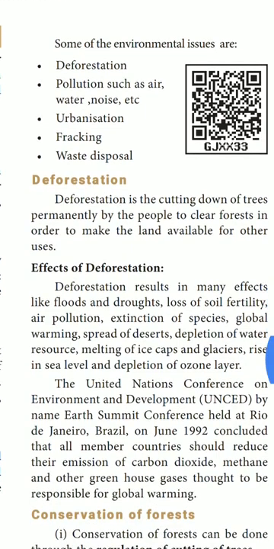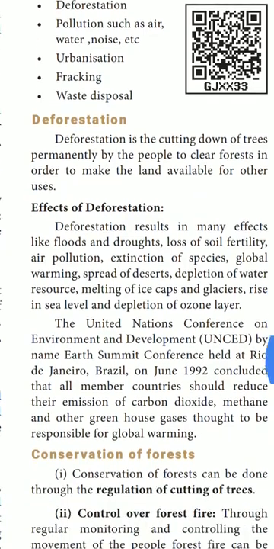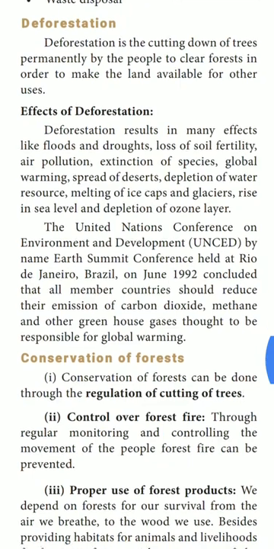So, effects of deforestation. Because of that, what will happen? See, if we are cutting the trees, what is happening? Deforestation results in many effects like flood and drought, loss of soil fertility, air pollution, extinction of species, global warming, spread of deserts, depletion of water resources, melting of ice caps and glaciers, rise in sea level and depletion of ozone layer. Because of deforestation, all these things are happening.